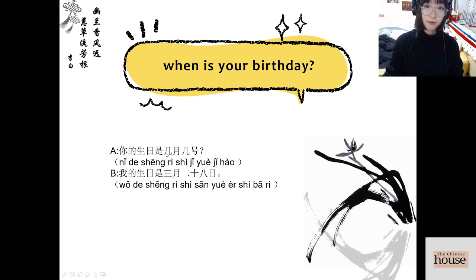when you are asking for the date, you should use 号. 你的生日是几月几号? 我 means me, my, 我的. 我的生日是3月28日. This is not a question, so you can use 日.